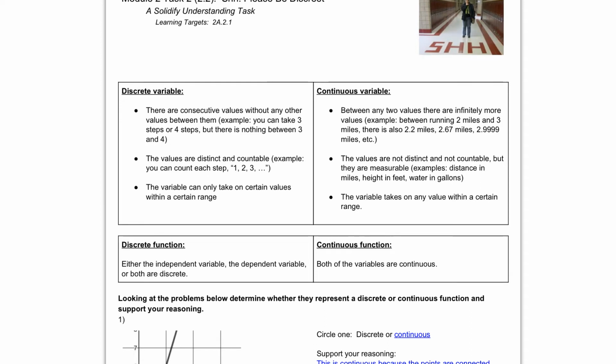In this task, we are going to be telling the difference between discrete and continuous. Before we get started in question number 1, I do want to make sure that you have read the definitions of both above. So we're going to read those together. We're going to start with a discrete variable.